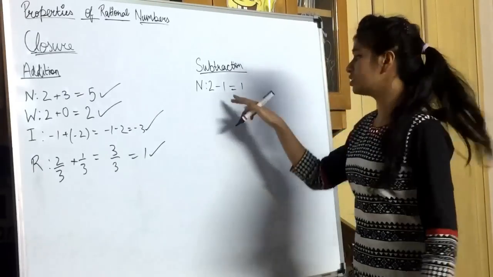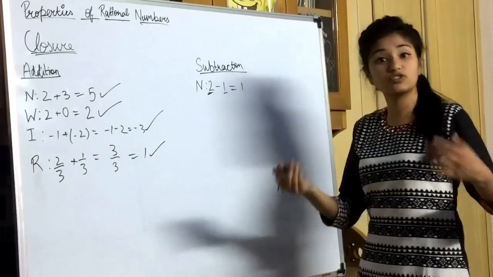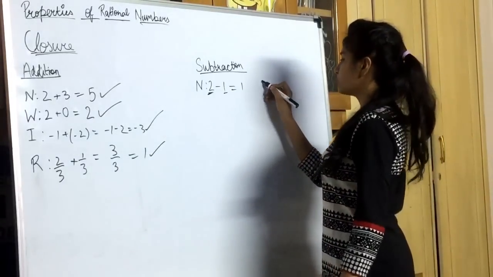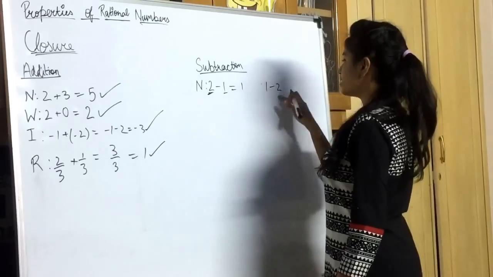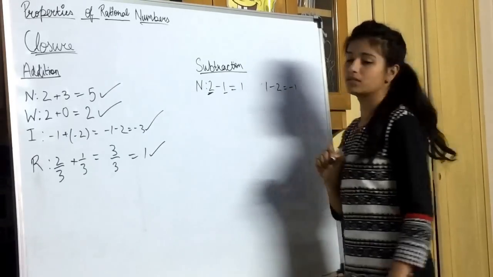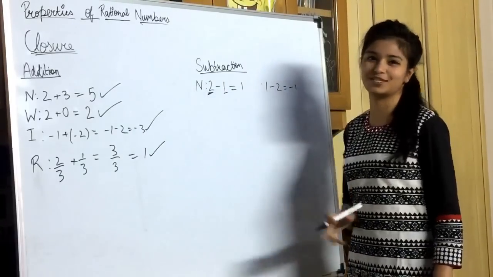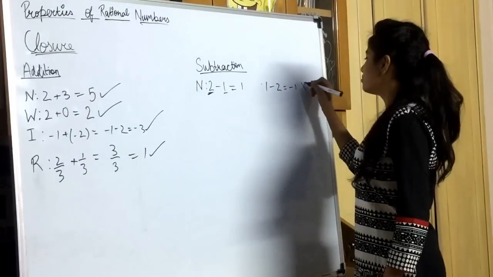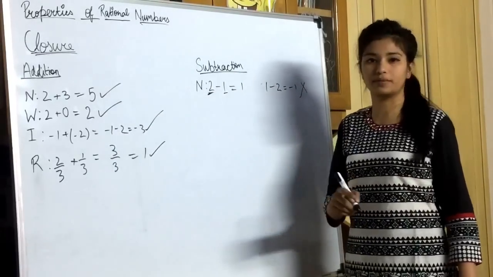But what if we turn it the other way around? What if this number is greater than this number? Let's try it out. Say 1 minus 2. So 1 minus 2 gives us minus 1. Is minus 1 a natural number? No friends, it is not. So closure property does not hold true for subtraction of natural numbers.